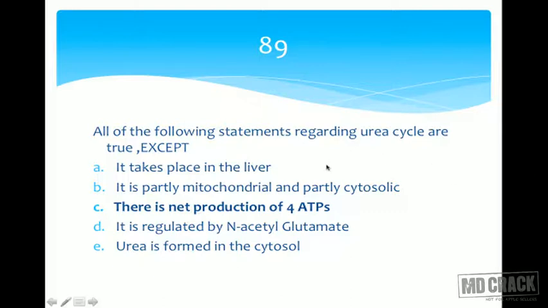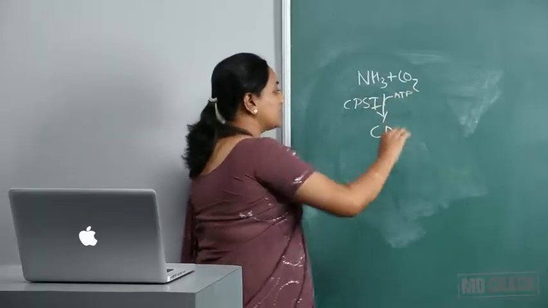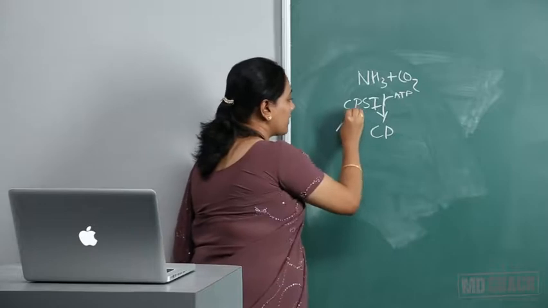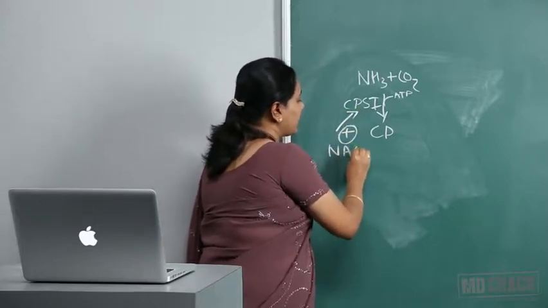Yes, it is true. It is regulated by N-acetyl glutamate, and N-acetyl glutamate is one of the most important regulators of carbamyl phosphate synthetase 1. CPS1 is required in the first reaction, wherein ammonia combines with carbon dioxide to form carbamyl phosphate, and the enzyme is carbamyl phosphate synthetase 1, and this requires ATP, which is converted to AMP, etc. Now what is important is this is positively regulated by N-acetyl glutamate.